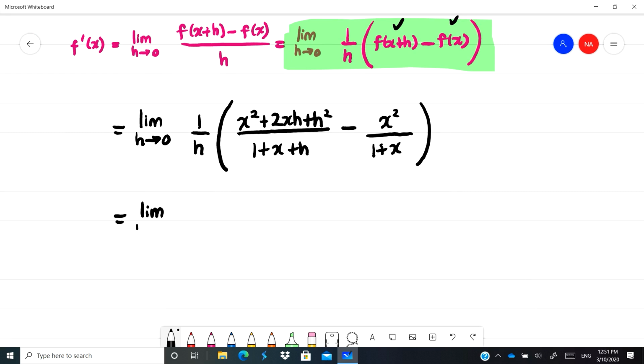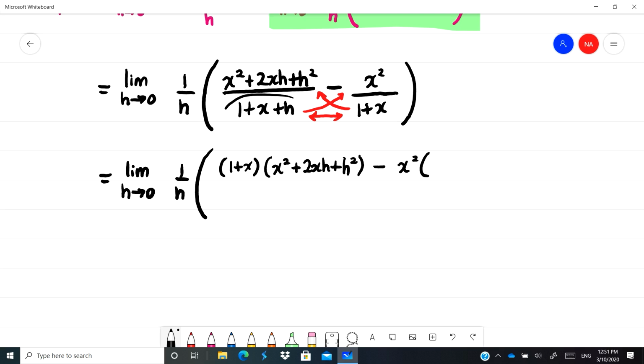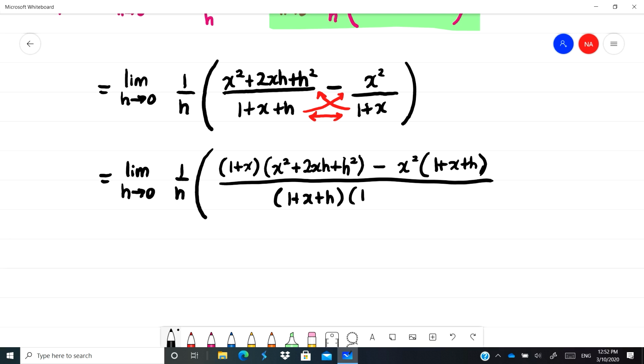So to do that, we have to do the cross multiplication, where you have to multiply this part with this part here, and also this part here. So now we'll have something like 1 over h, 1 plus x squared plus 2xh plus h squared minus x squared. I'm multiplying this part here, so we'll have 1 plus x plus h. The whole thing over 1 plus x plus h, 1 plus x.